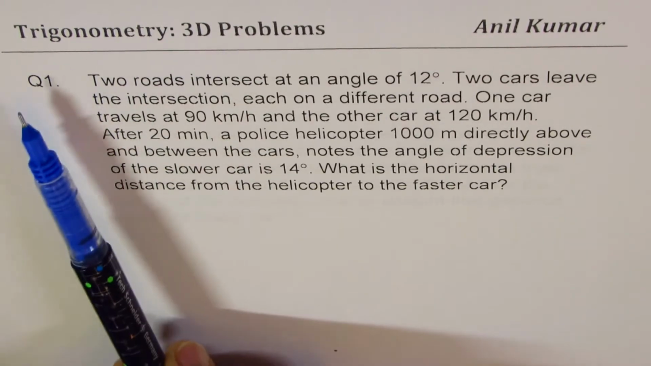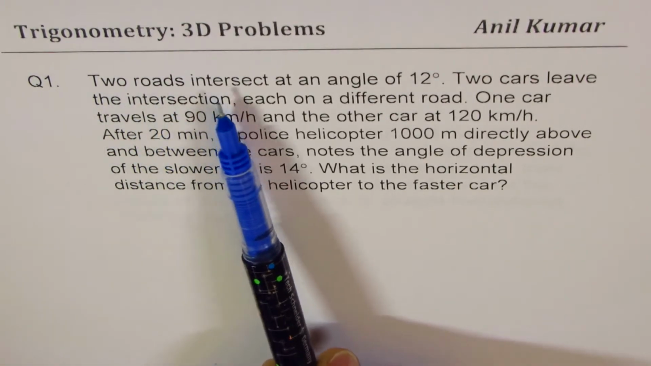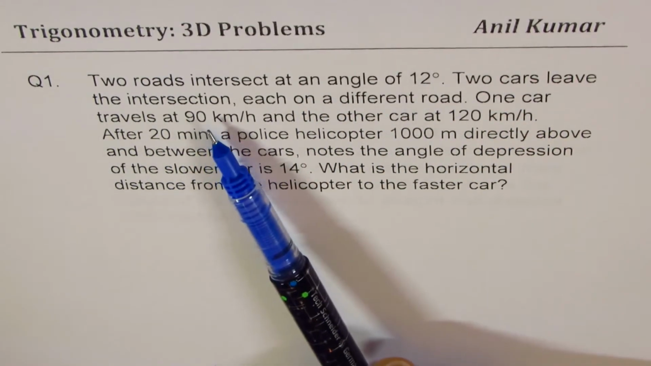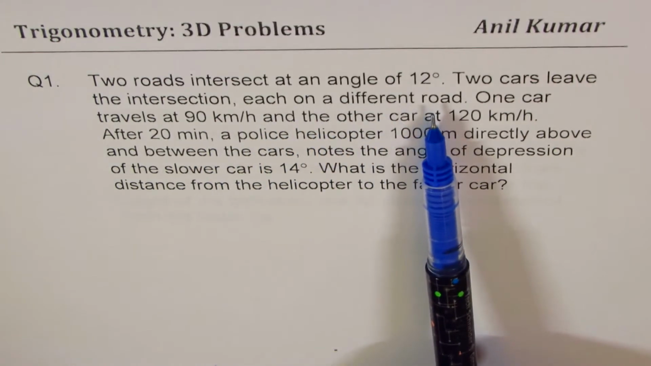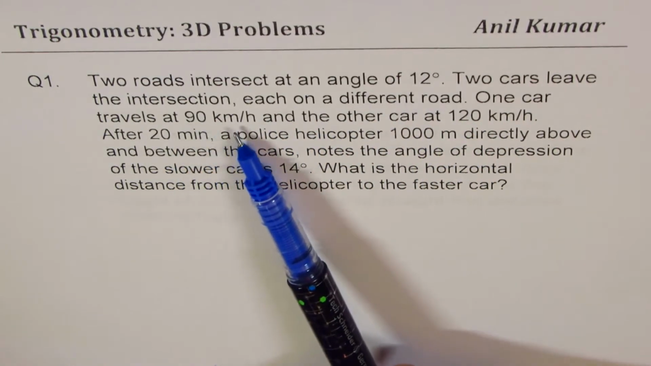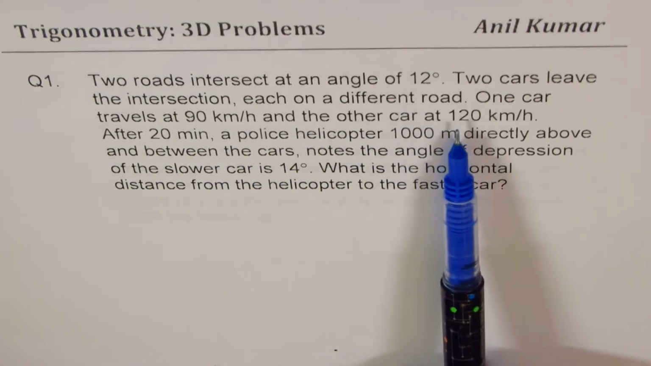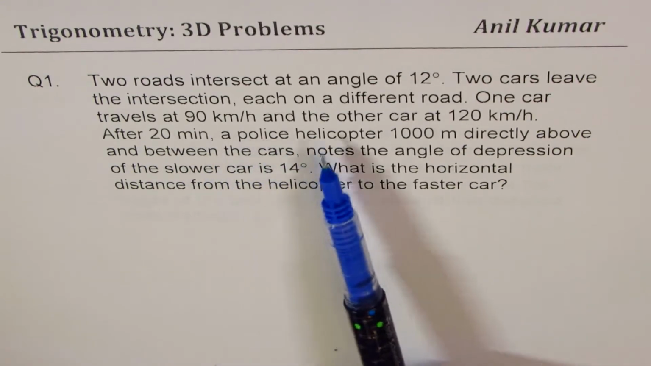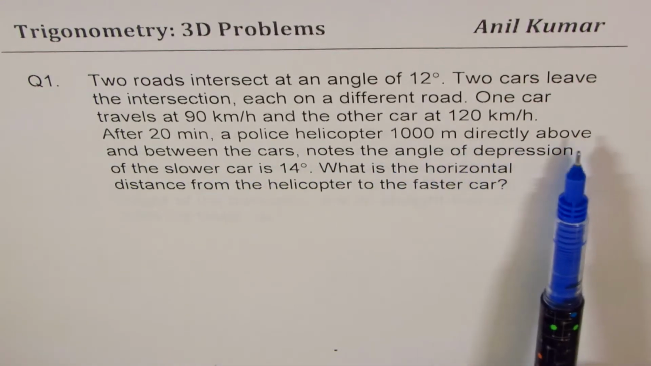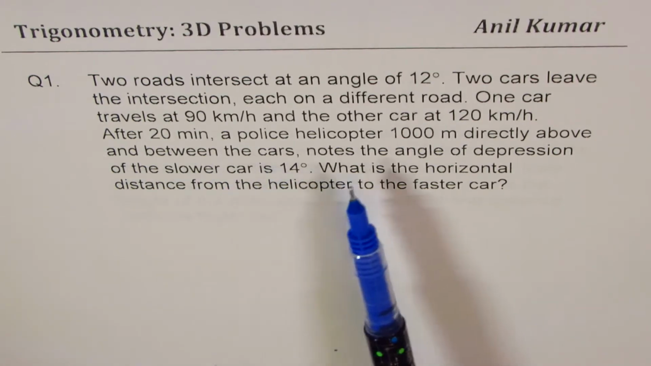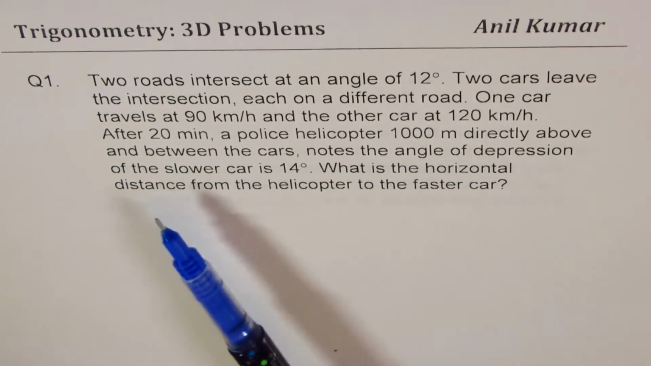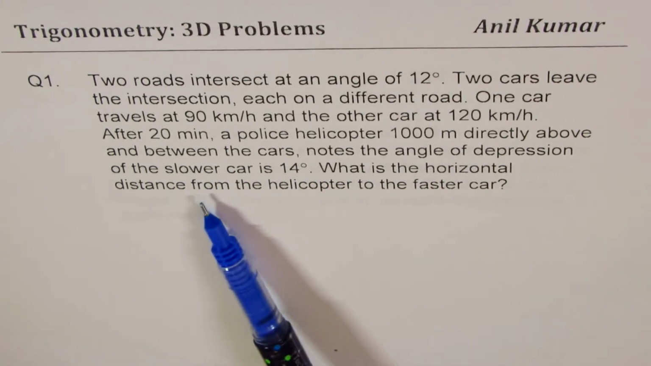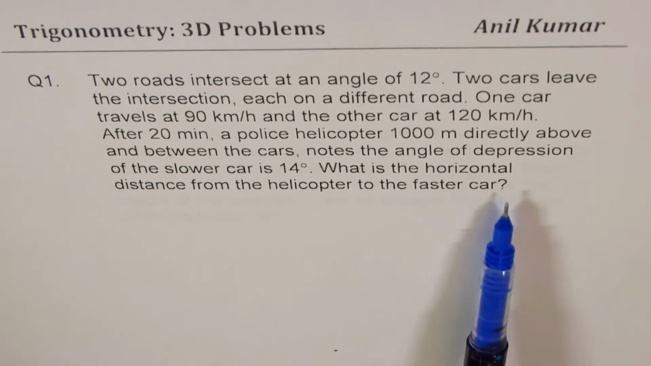The question here is question 1. Two roads intersect at an angle of 12 degrees. Two cars leave the intersection, each on a different road. One car travels at 90 kilometers per hour and the other car at 120 kilometers per hour. After 20 minutes, a police helicopter 1000 meters directly above and between the cars notes the angle of depression of the slower car is 14 degrees. What is the horizontal distance from the helicopter to the faster car?